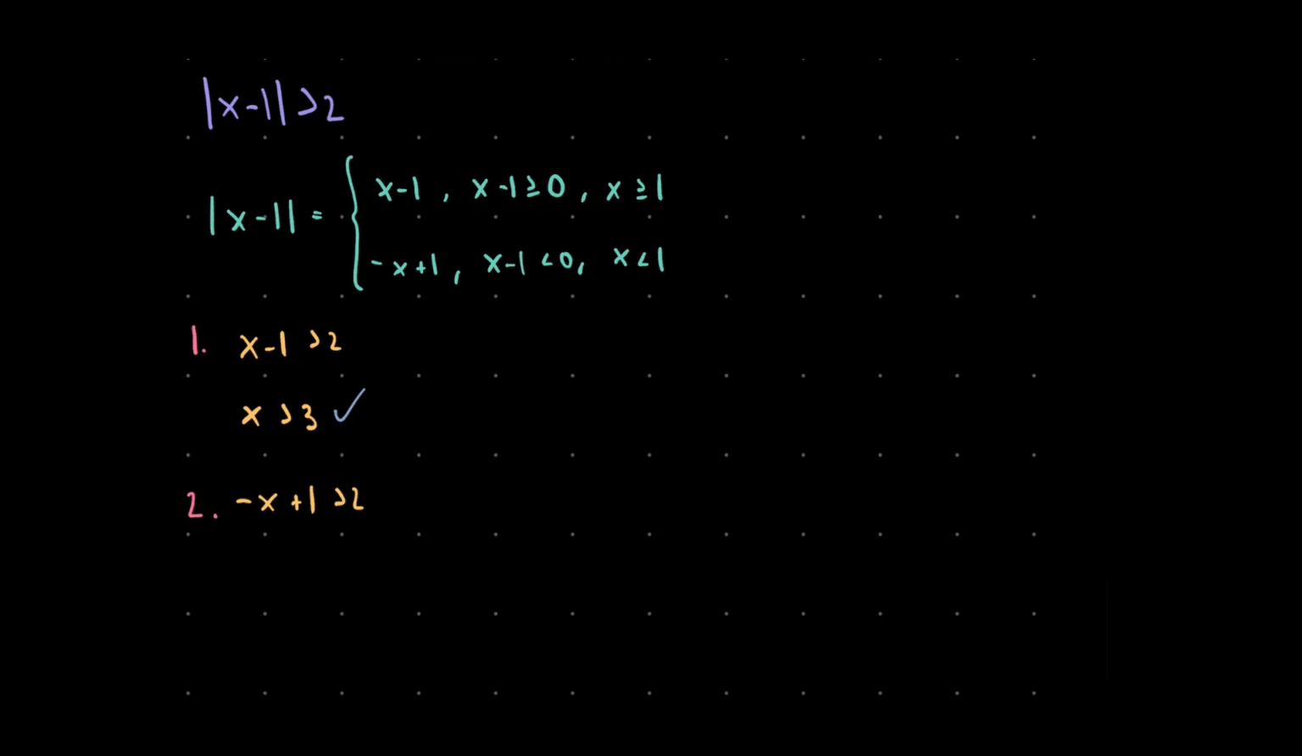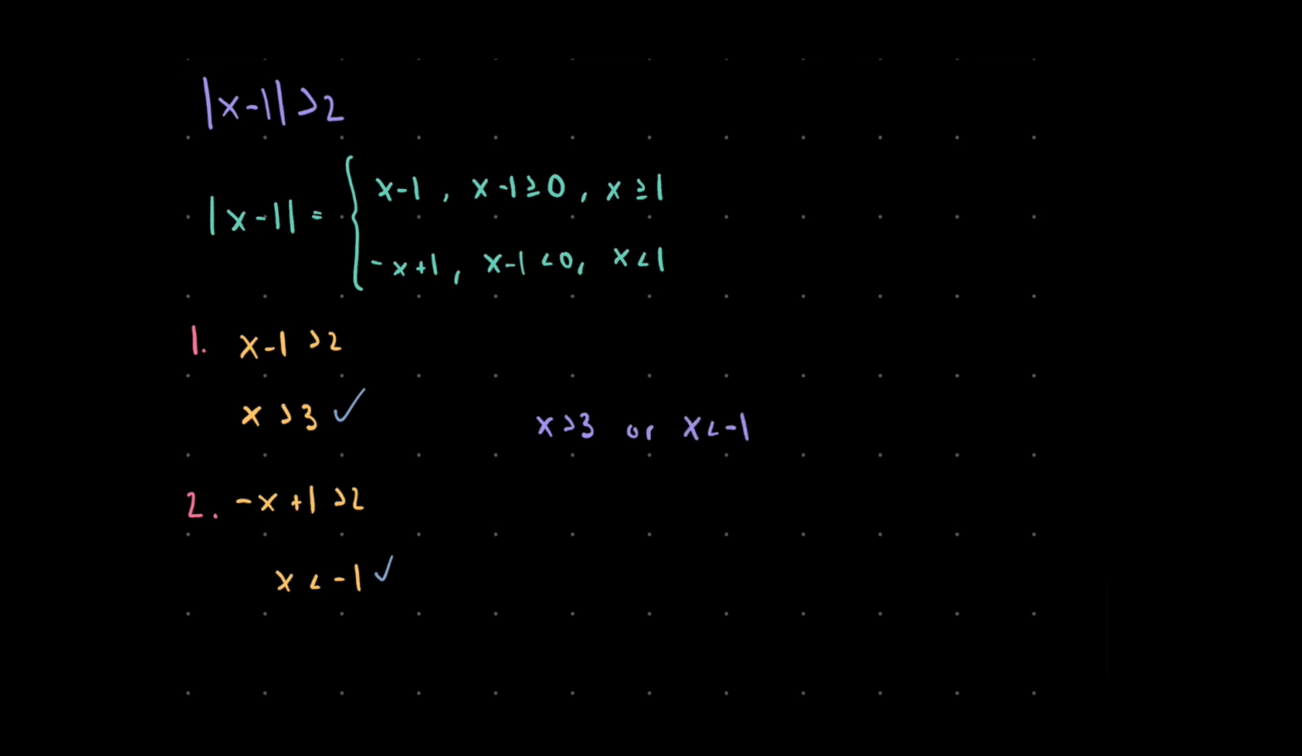By rearranging, we get that x is less than negative 1. And once again, by checking, we need that x is less than 1. And well, negative 1 is less than 1, and all these values of x will work. So this works as well. So we have that x is greater than 3, or x is less than negative 1.